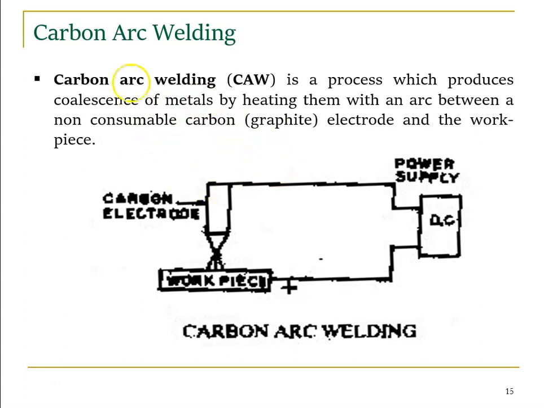So this figure represents carbon arc welding. It's a very simple diagram. We have a power source, which may be AC or DC, and we have 2 cables. One cable is connected with the workpiece, another cable is connected with the electrode. This is a carbon electrode. If you supply the electricity, the electrode touches the workpiece, and then it creates the arc. That arc is used to join 2 metals. That's it. A very simple process.